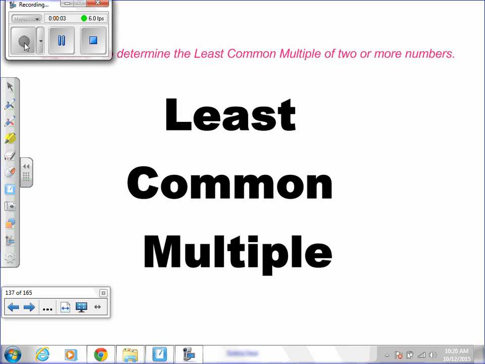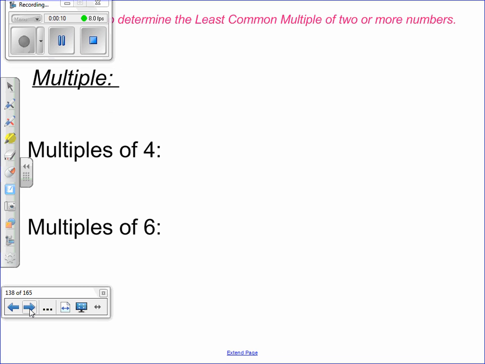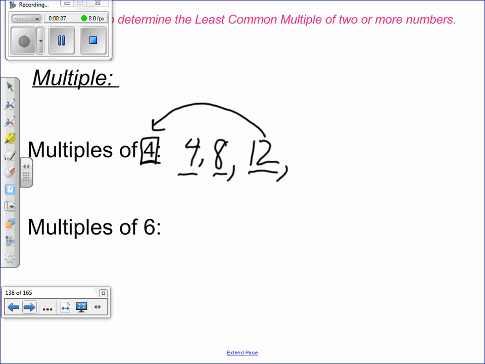Your goal after watching this video is to be able to determine the least or smallest common multiple of two or more numbers. So a multiple just means a number that I get when multiplying something else. So multiples of 4 are 4 times 1, which is 4, 4 times 2, which is 8, 4 times 3, which is 12. So they are numbers that are equal to or bigger than the number itself that have that number as a factor.